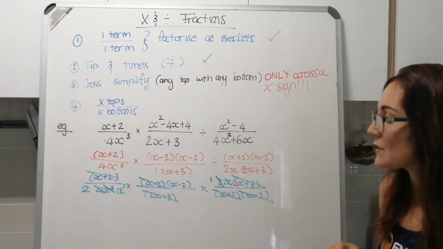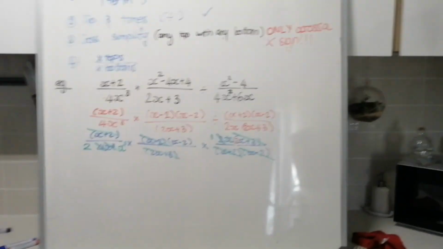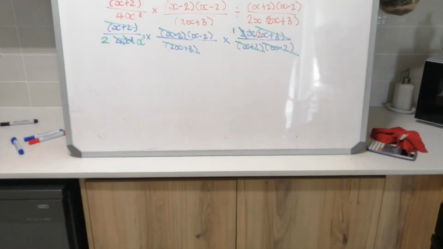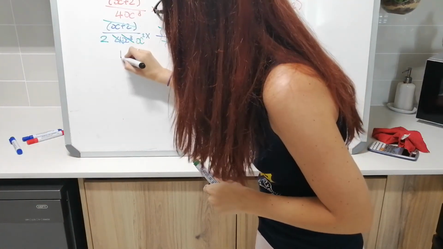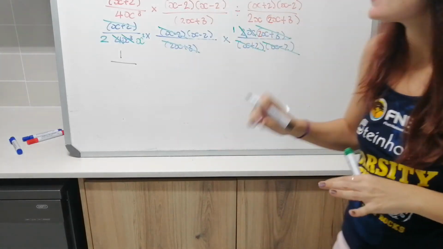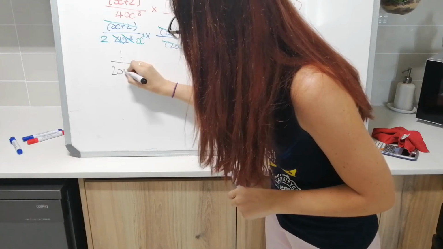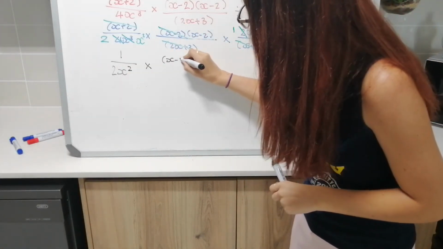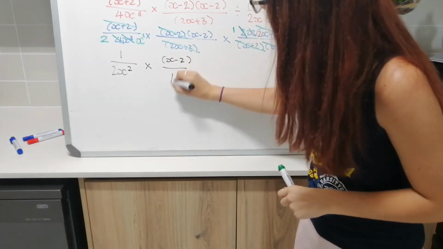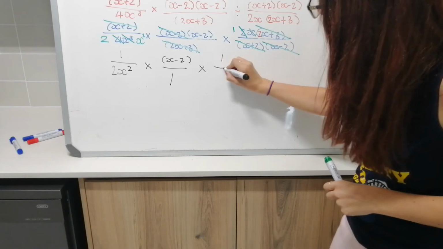So when we rewrite these fractions a bit neater, I think I might need to move you down here. Sorry. Whoopsie. Okay, when we rewrite these fractions a bit neater, we're going to have 1 at the top. If everything is cancelled out, it means there's a 1 there. Okay, so 1 at the top over 2x squared at the bottom times x minus 2 at the top over 1 at the bottom times everything at the top is gone and everything at the bottom is gone.